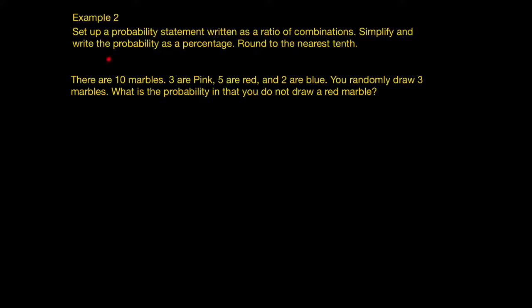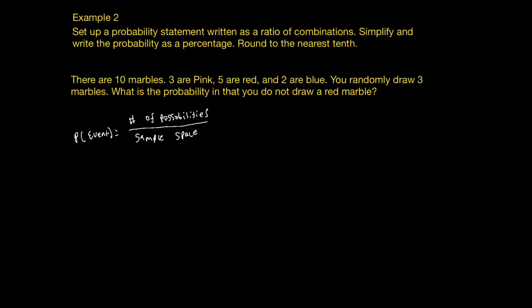Okay, now for this problem, there are 10 marbles: 3 are pink, 5 are red, and 2 are blue. You randomly draw 3 marbles. What is the probability that you do not draw a red marble? And like the previous example, since we're trying to look for a probability, we want to get the ratio between the number of possibilities and the sample space. So let's begin by obtaining the numerator, which is the number of possibilities.